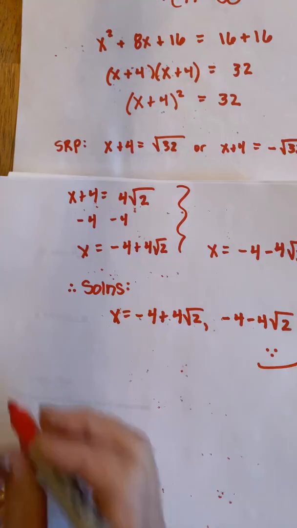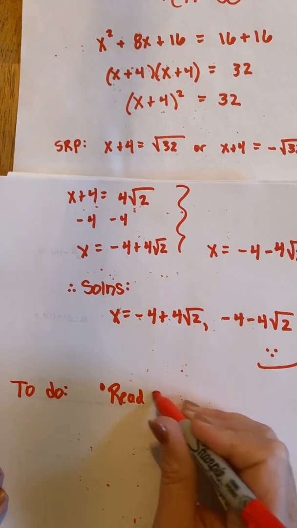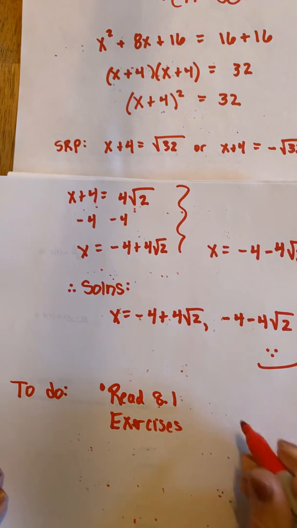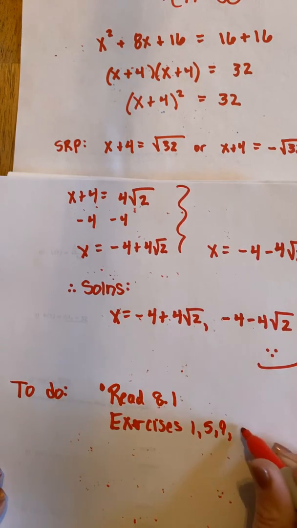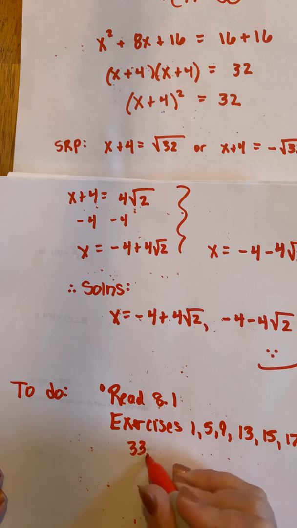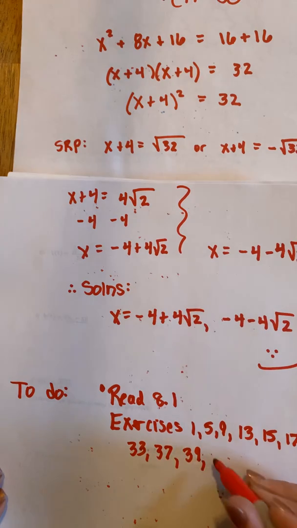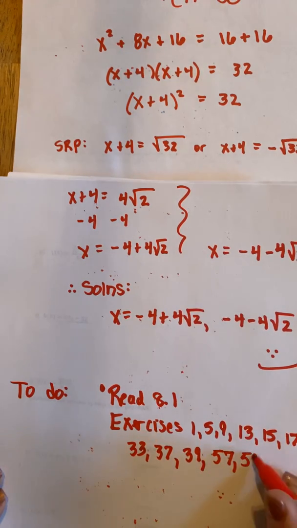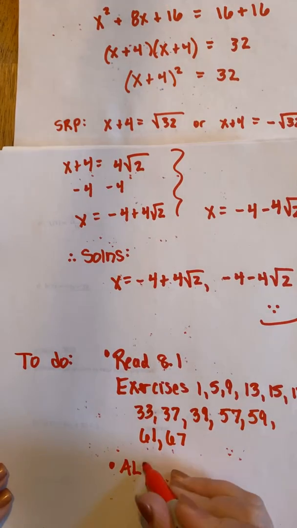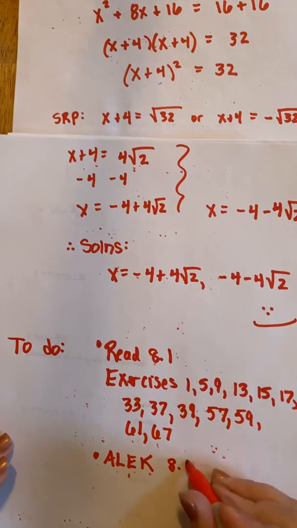All right, to do. So we're going to do this just like we did in class. You are expected to still read in your book. The problems in the book you are responsible for: Exercises 1, 5, 9, 13, 15, 17, 33, 37, 39, 57, 59, 61, and 67.